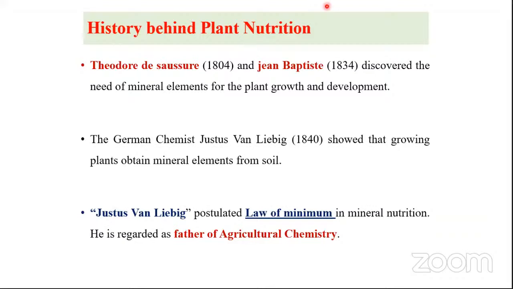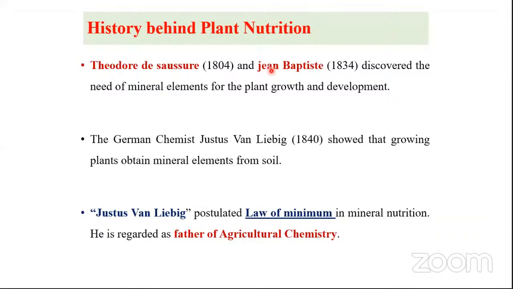We are running out of time anyway. I will continue my lecture on the history behind plant nutrition. We have discussed many things about the C:N ratio, pH, etc., but we will see the real background of plant nutrition. Theodore de Saussure in 1804 and Jean Baptiste in 1834 discovered the need of mineral nutrition for plant growth and development. These two people proposed the importance of mineral nutrition for plant growth and development.